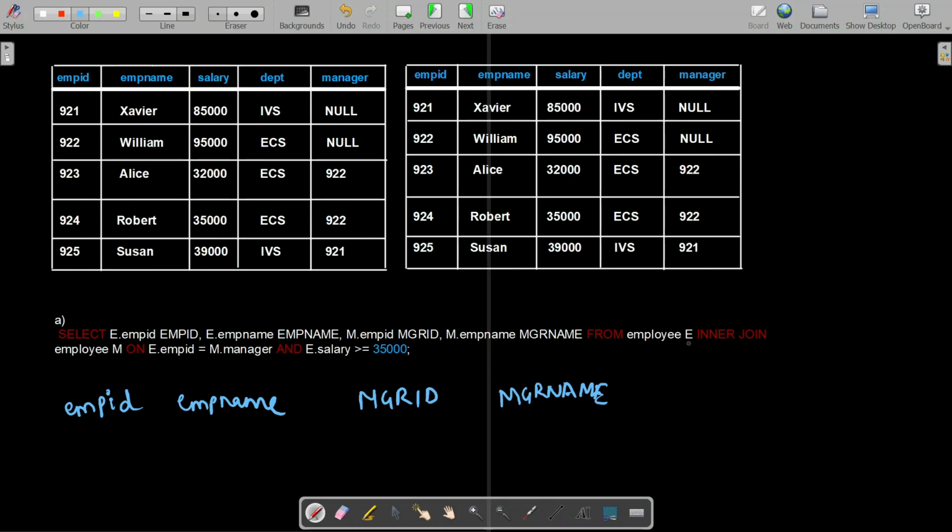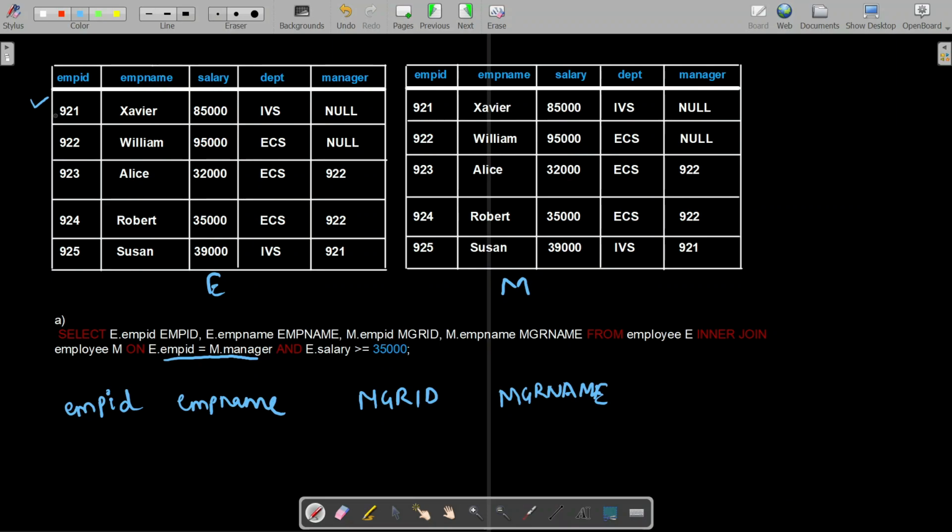From employee E inner join employee M on e.empid equals m.manager. So here we are referencing the same table as E and M, and we are saying that we need to join this table on e.empid equals m.manager. So we need to check where our e.empid is equal to m.manager id.